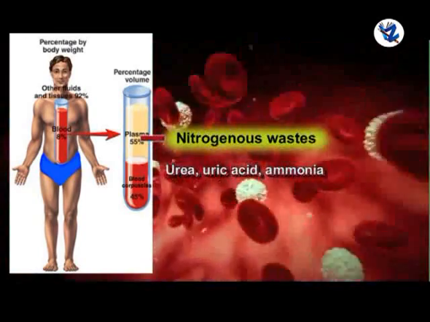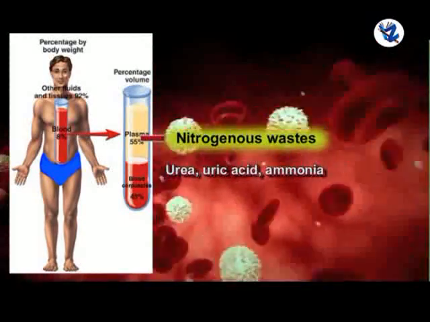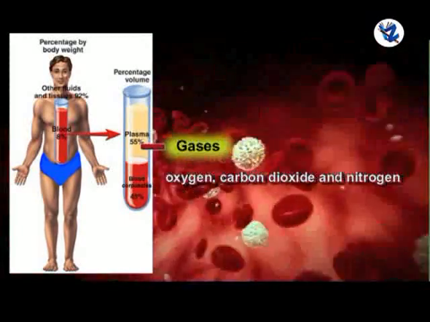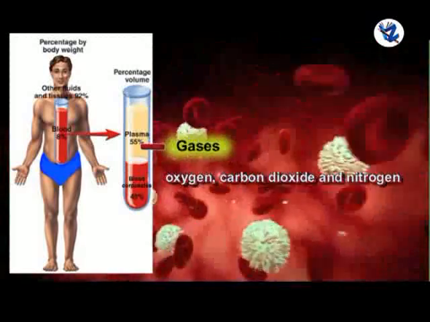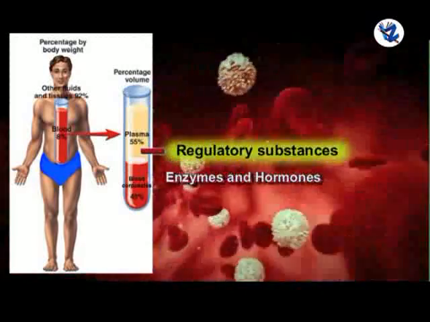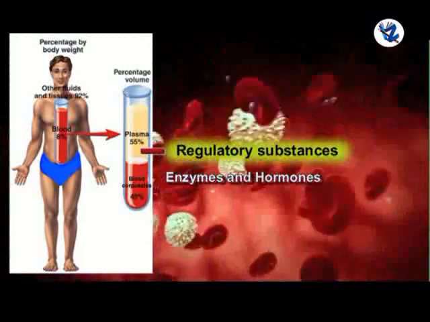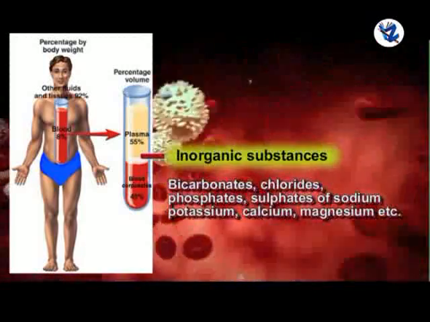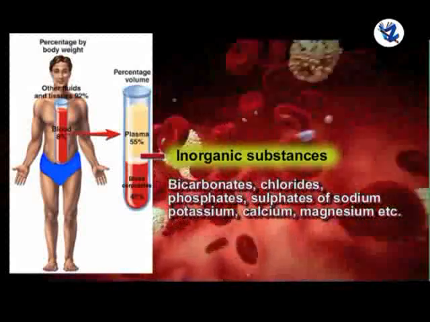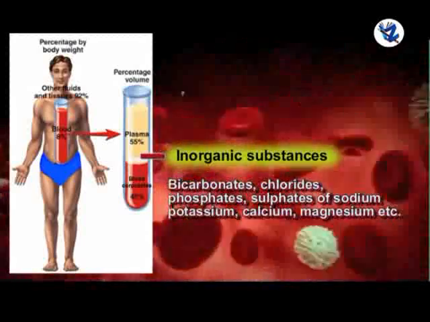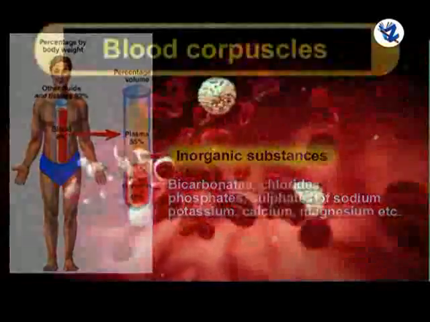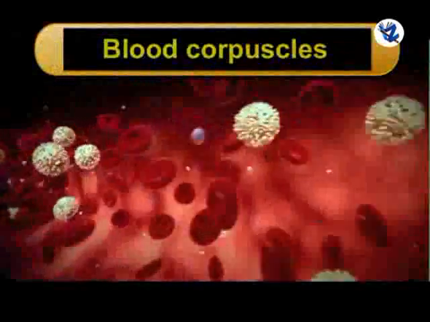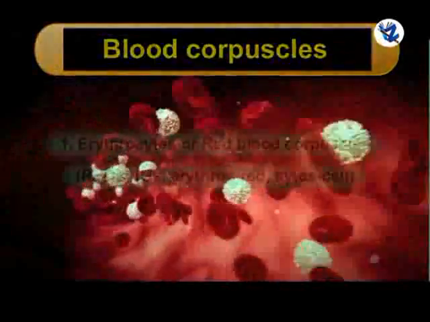Then there are also some nitrogenous wastes such as urea, uric acid, ammonia, some gases like oxygen, carbon dioxide and nitrogen, and some regulatory substances like enzymes and hormones. In addition, there are some inorganic substances like bicarbonates, chlorides, etc. Blood corpuscles are suspended in plasma, and these are of three types.